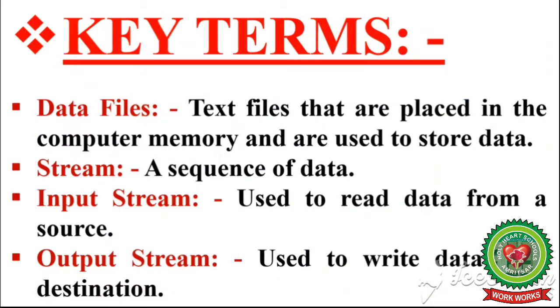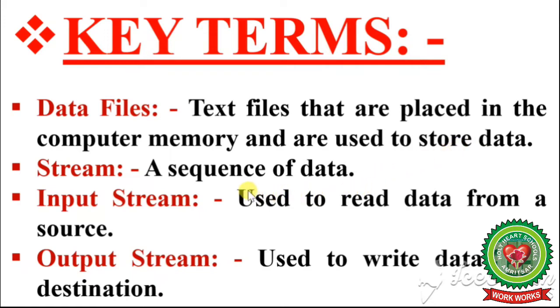Before starting with the topic, let us understand some important key terms. The first key term is data files. Data files are the text files that are placed in the computer memory and are used to store data. Just as we store our information in files, similarly in a computer we make use of data files to store our information. And in this chapter we will be storing our information in the data files with the help of a program.